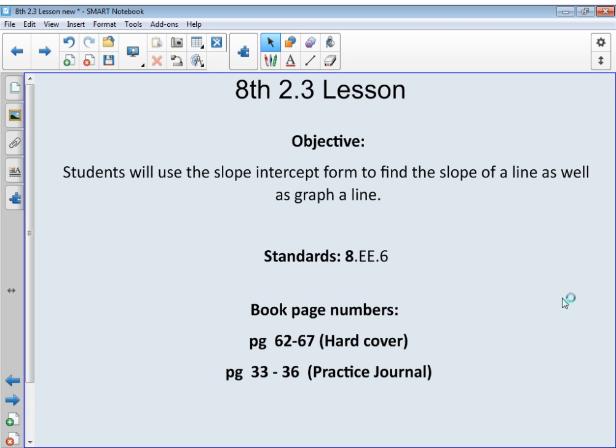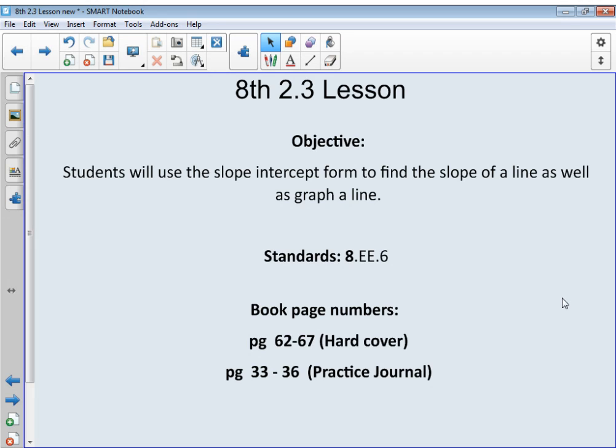Hey, this is day 2 of our 2.3 lesson. In this lesson, we will be working with graphing the y-intercept form. Yesterday we worked on identifying the parts of the y-intercept form and getting comfortable with pulling the information that we needed. Today we're going to work on actually graphing these lines.